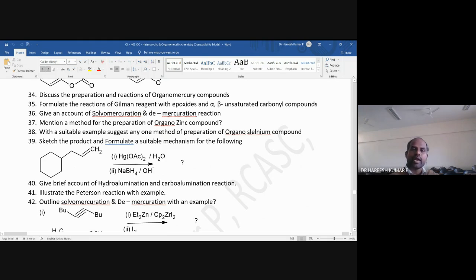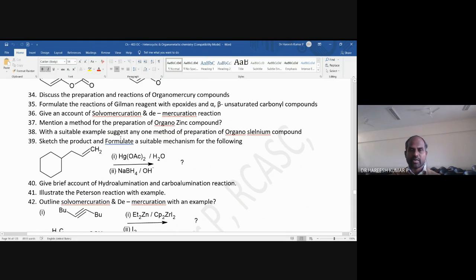Solvomercuration means addition of mercury and the solvent to the double bond. Demercuration means, when it is a mercuric compound and it is treated with sodium borohydride, mercury will go out and will be replaced with hydride. That is called demercuration.